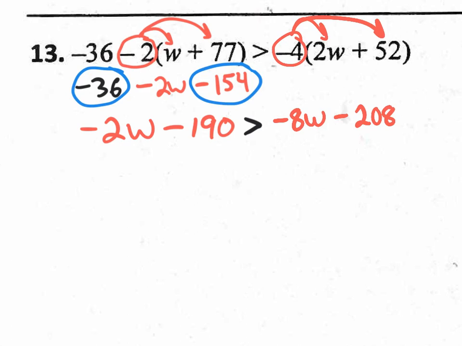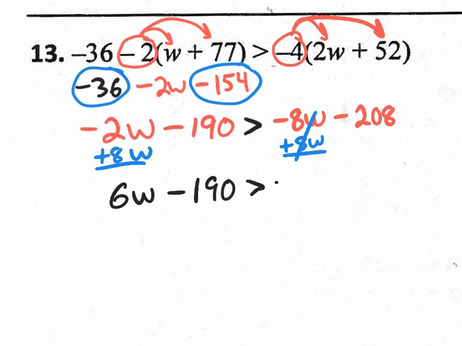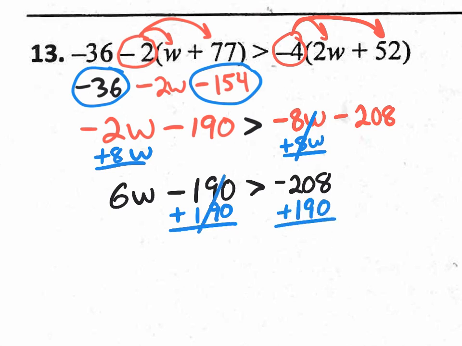Now let's get the w by itself on one side. So I'm going to go plus 8w, plus 8w. My new inequality reads positive 6w minus 190 is greater than negative 208. For my next step, I will add 190, and we will have 6w is greater than negative 18. Again, use the calculator to do negative 208 plus 190 if you're struggling with that.